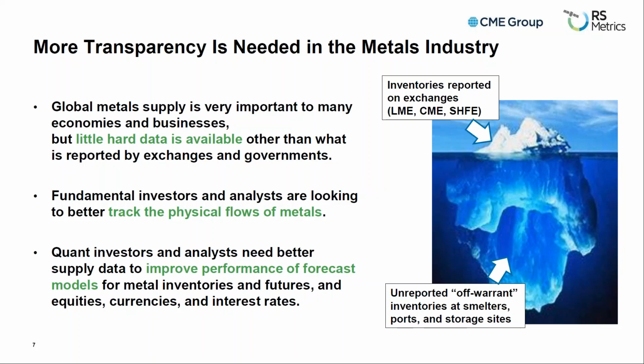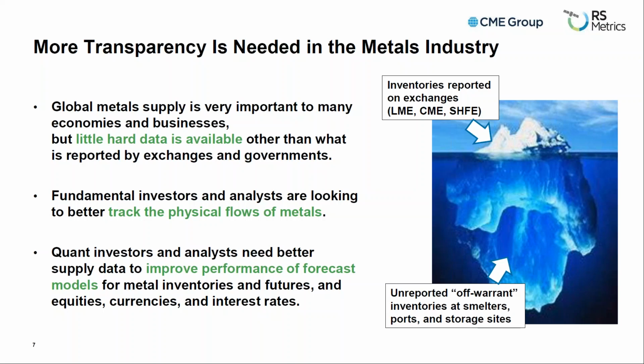Fundamental investors and analysts who are very deep in this industry, one of the main things they're trying to do is track physical flows of metal from one place to another. And quants and systematic traders are looking for supply data in metals and other areas and other commodities to help improve performance of forecast models. And as I said, it's for directly trading metals, but other things as well, like equities, currencies, and interest rates.